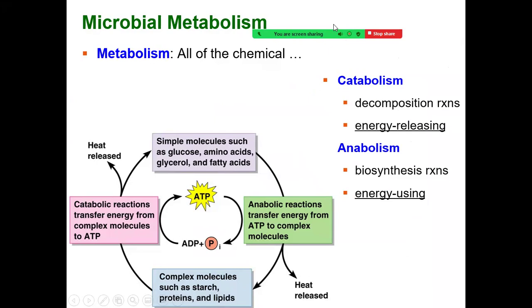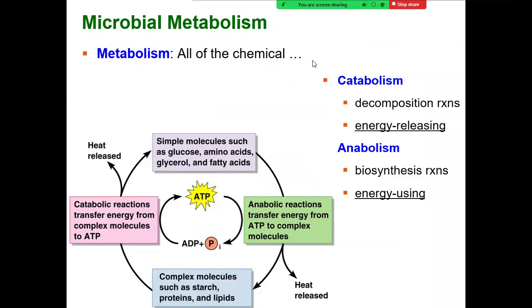So microbial metabolism is all of the chemical reactions in a cell at one time. And for microbes, because most of them are single celled, it would be all the chemical reactions in a cell or in the organism. You can divide metabolism into two parts, catabolism and anabolism.